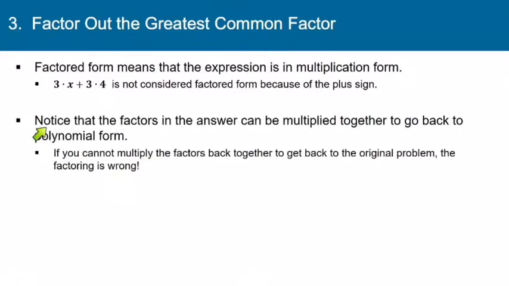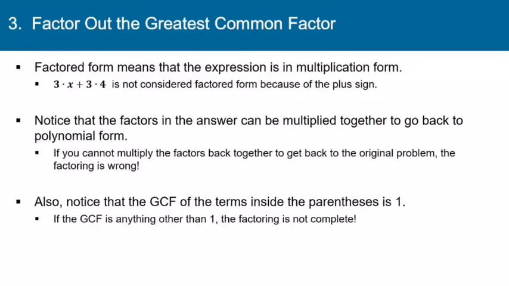Also notice that if you factored correctly, then the answer can be multiplied back together to go back to the polynomial form. If you can't multiply the factors back together to get back to the original problem, that means that the factoring is not correct. Also notice that the GCF of the terms inside the parentheses must be 1 after you're finished factoring. If the GCF is anything other than 1, that means the factoring is not complete. In other words, the factor that you wrote in front of your parentheses wasn't really the largest factor that you could have used.